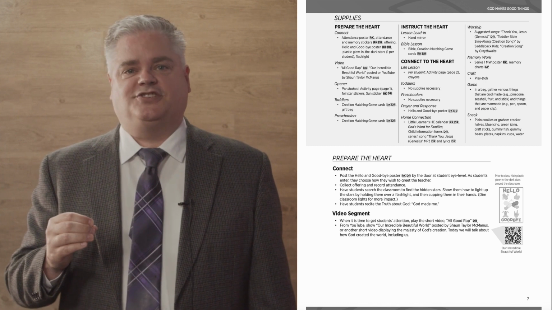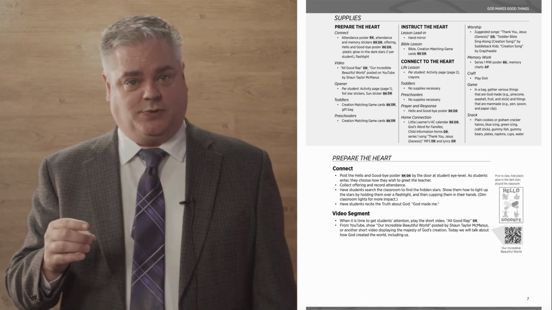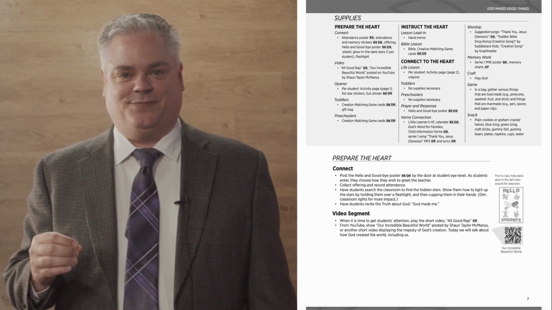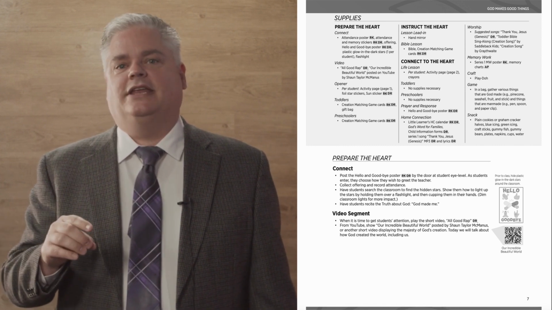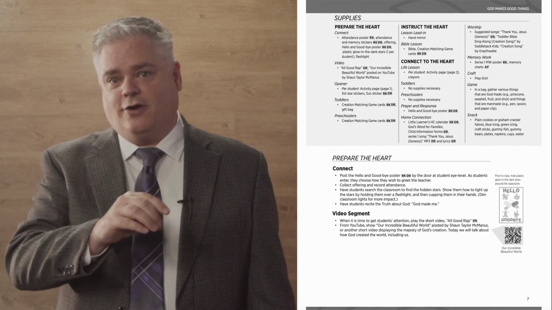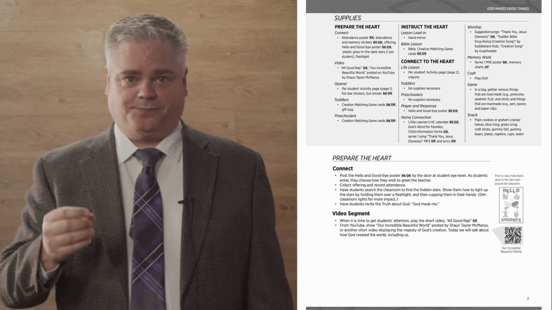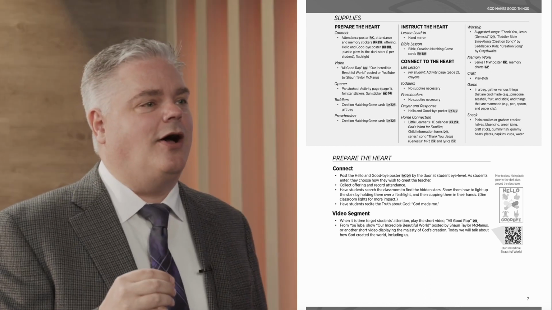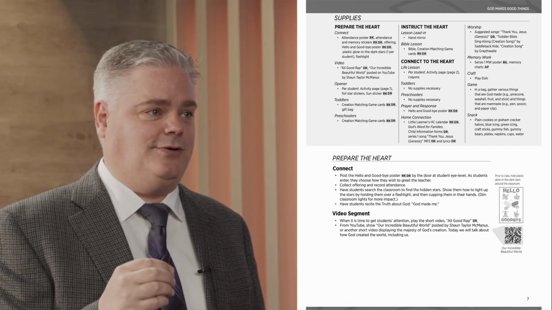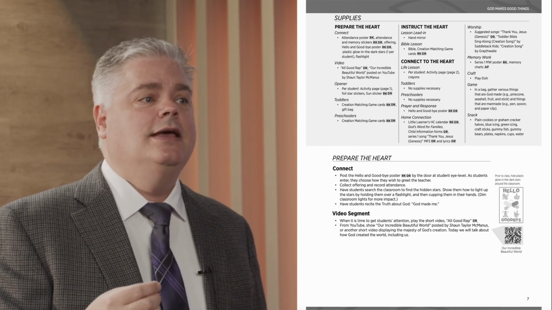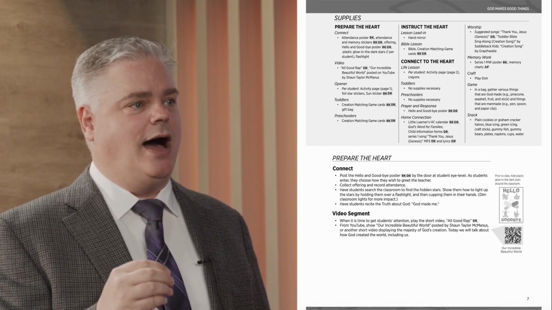Then at the top of page 2, we provide a list of supplies, which is self-explanatory. It gives you the supplies. Then the lesson begins. Each Little Learner lesson is broken into 3 sections: prepare the heart, instruct the heart, and connect to the heart. In Prepare the Heart, you are greeting students as they enter into your classroom. You take attendance, collect offering, and then introduce the truth about God.